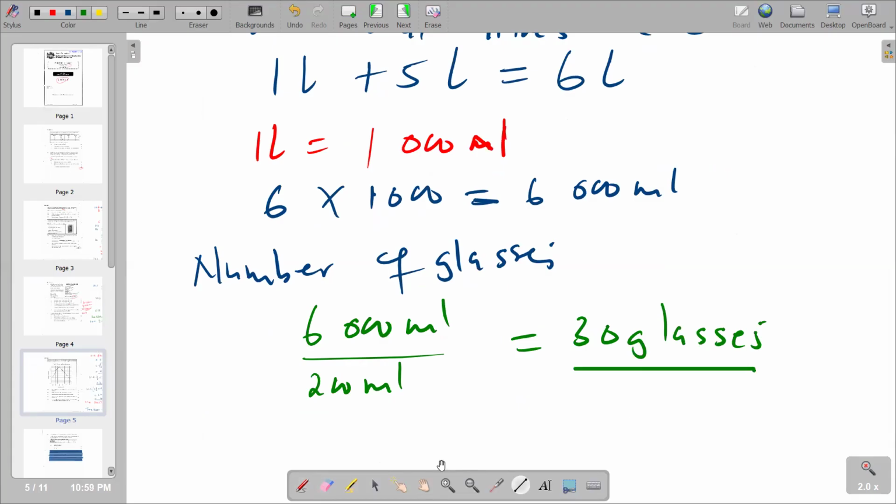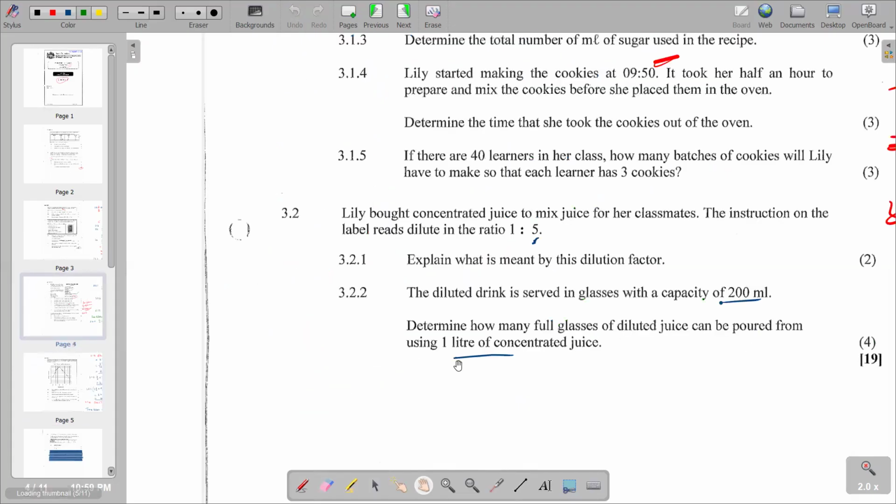That was the last question that we have on our question 3, which is this one. So 19 marks we have. So we go to the next question that we have.